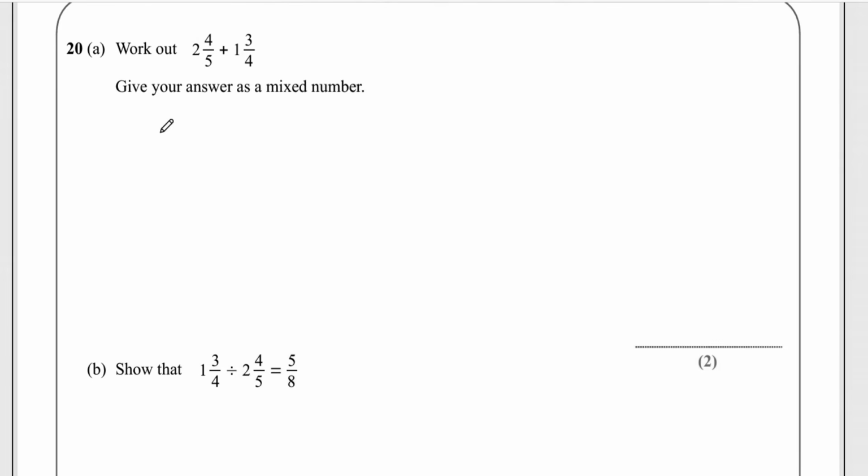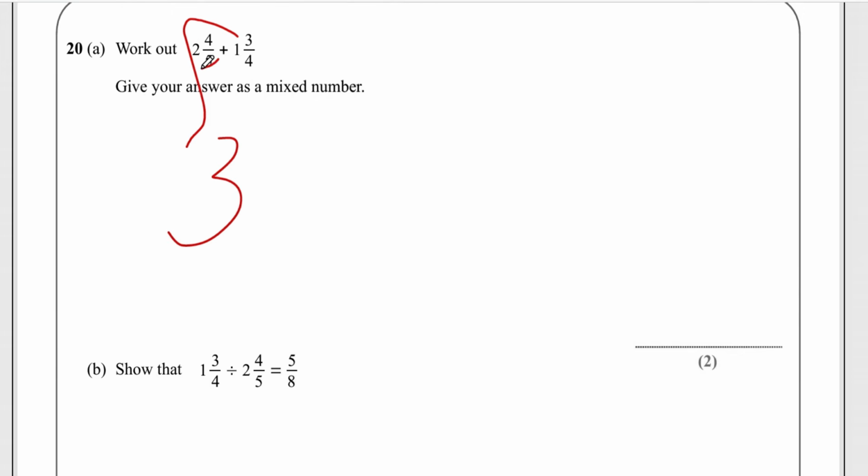It means a lot. Okay, give your answer as a mixed number. How do you do that? This is quite common. Make the denominators the same. So 2 plus 1, that will give you 3 whole number. Then how do you make the denominators the same? They have to be over 20.